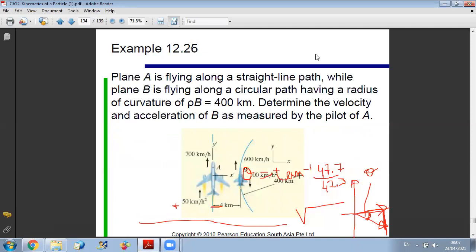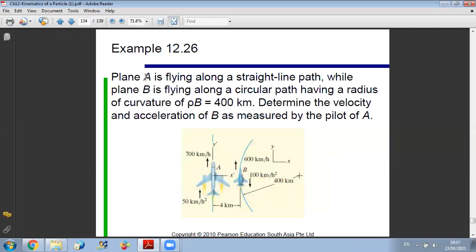Another problem. Plane A is flying along a straight line path, while plane B is flying along a circular path having a radius of curvature rho b equals 400 kilometers. Determine the velocity and acceleration of B as measured by the pilot of A. So here we have two planes. One is moving on a straight line, and the other one is going through a curvilinear motion. It's a circle in particular.